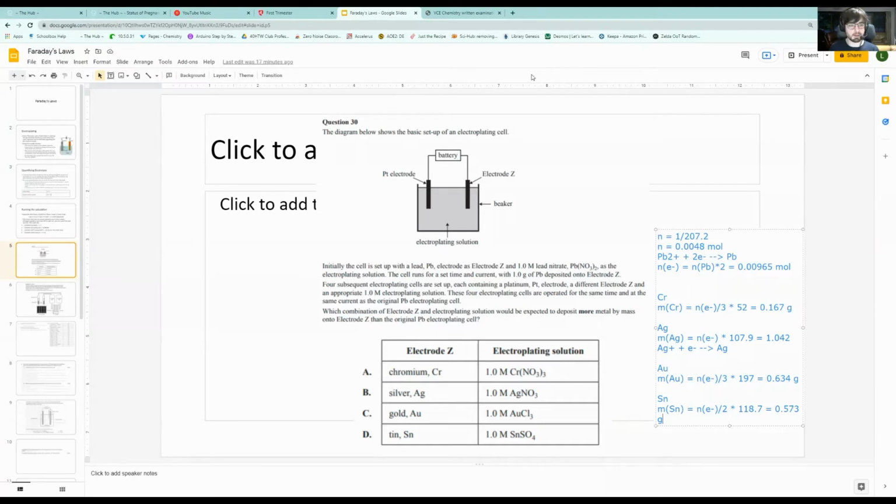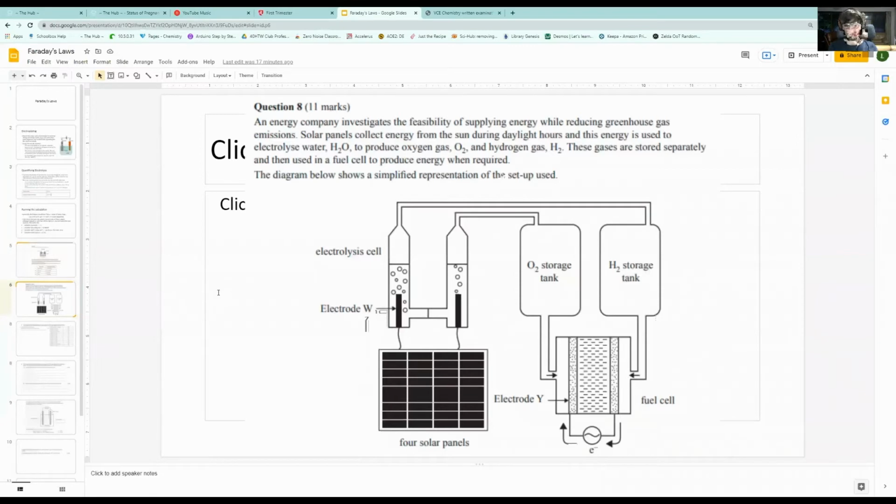All right, keep going. All right, we have an energy company investigating the feasibility of supplying energy while reducing greenhouse gas emissions. Solar panels collect energy from the sun during daylight hours, and this energy is used to electrolyze water to produce oxygen gas and hydrogen gas. And the gases are stored separately and then used in a fuel cell.